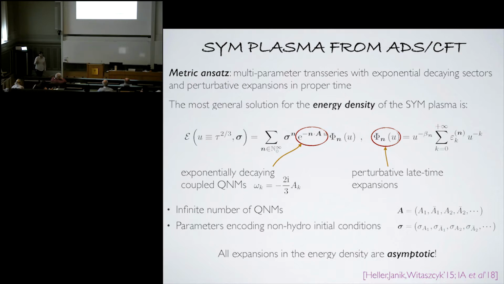One surprising thing that we found is that typically the quasi-normal modes are analyzed directly. But what we found is that you don't only have the exponentials of minus omega 1 or minus omega 2 here. You can have, for example, coupled quasi-normal modes, omega 1 plus omega 2. This is directly related to the fact that Einstein equations are not linear equations, but non-linear. And all these expansions are asymptotic.